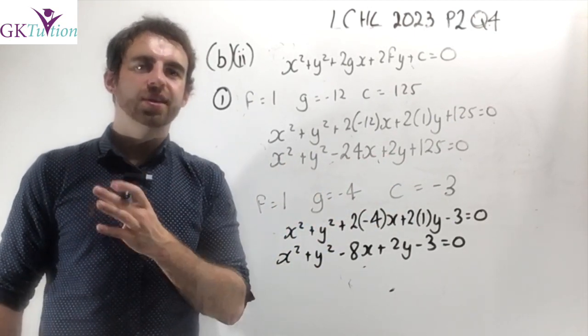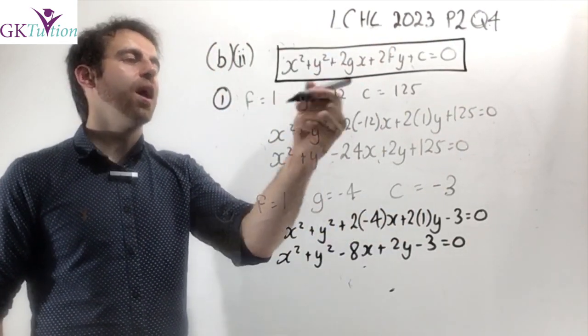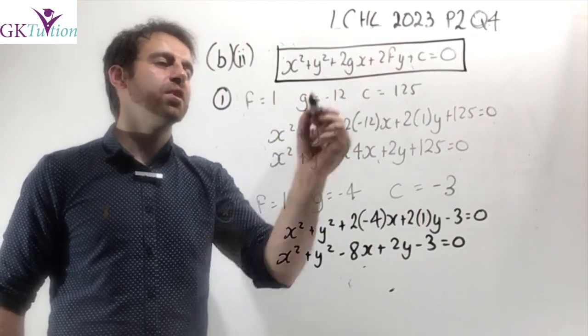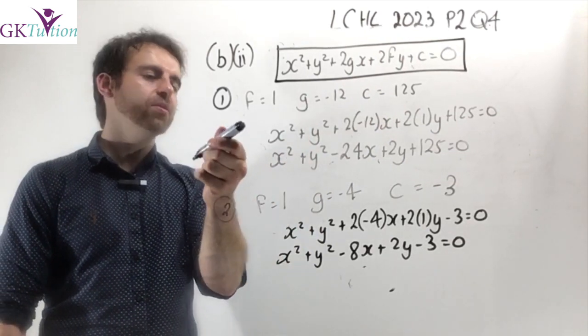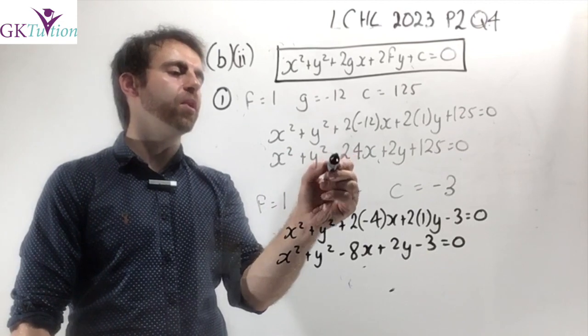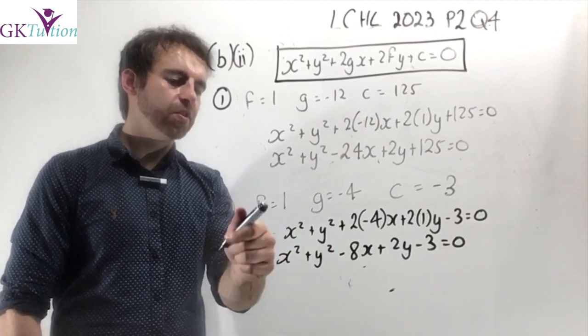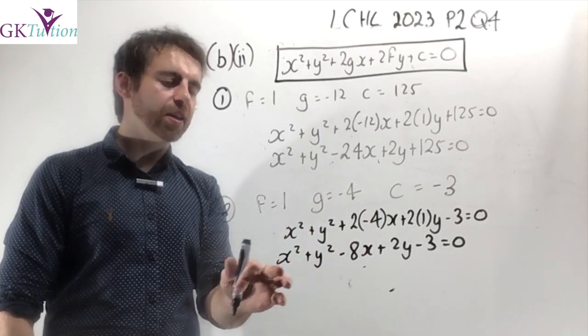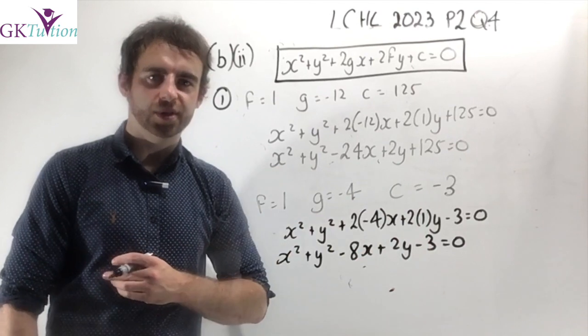The question was to get the equation of the circle, so you have to go back to your log tables, and we have possible values for g, f, and c, so you sub them into this equation. If you sub in the first set of values, you get x squared plus y squared minus 24x plus 2y plus 125 equals 0. If you sub in the second set of values, you get x squared plus y squared minus 8x plus 2y minus 3 equals 0.